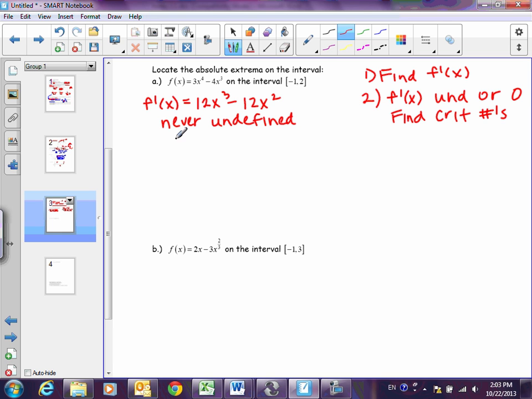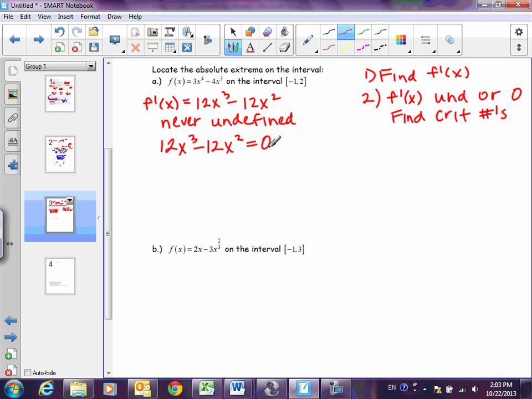The 0, though, this is going to be more algebra. So we're going to set 12x cubed minus 12x squared equal to 0, and we're going to solve for x. This is going to give us our critical numbers. Critical numbers are the x values. So what would be a good first step to solve for x here?